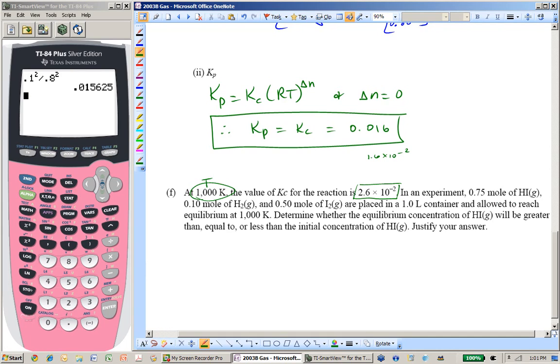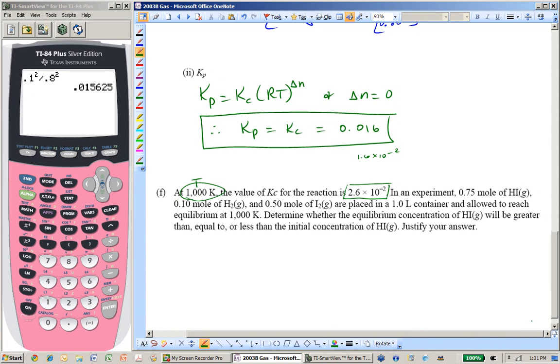In an experiment, 0.75 moles of HI and 0.1 moles of H2 and 0.5 moles of I2, oh, they just gave me everybody. That means I got to calculate Q, and I got to compare Q to K, and I got to figure out which way the shift goes. To reach equilibrium at 1000, determine whether the equilibrium concentration of HI will be greater than, equal to, or less than the initial concentration of HI, and justify your answer. Okay, off with the Q.